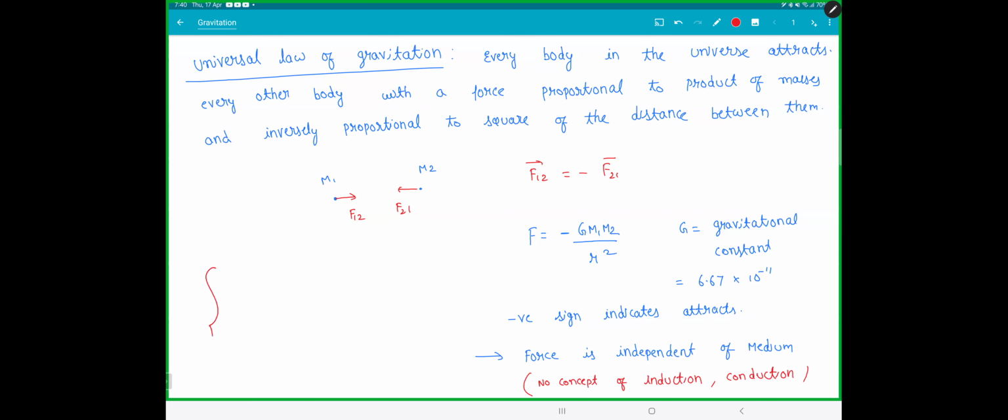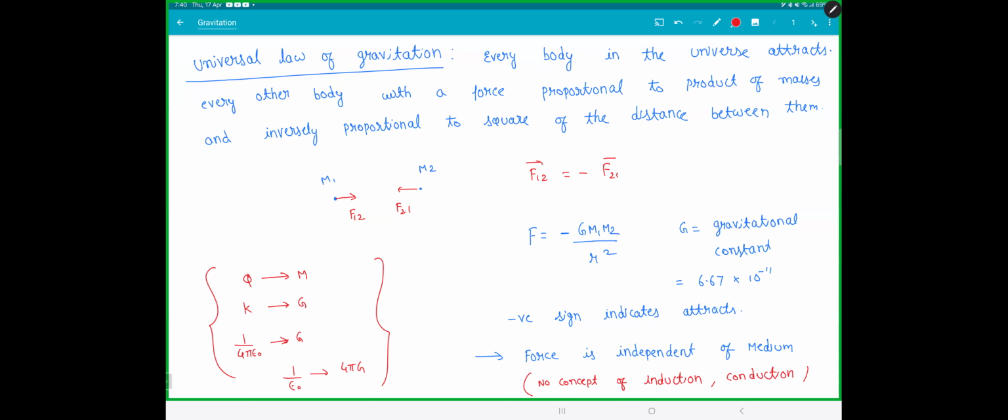So you can see the relation there. Q looks like M, right? K looks like G, right? So what we can do here, 1 by 4 pi epsilon looks like G. So wherever you see 1 by epsilon, you can replace it with 4 pi G. Then you get all the formulas in gravitation. So in every formula that you derived, just replace 1 by epsilon with 4 pi capital G and you get your formulas.